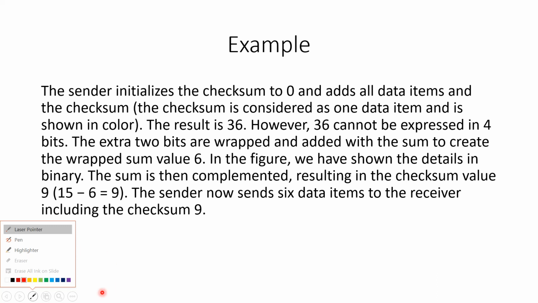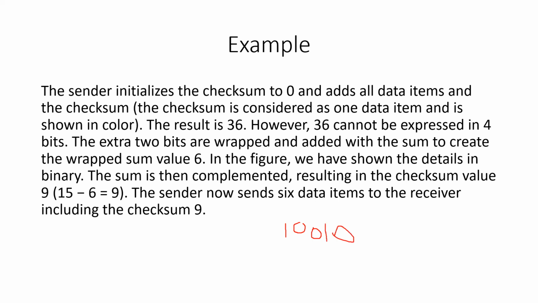Okay, so the sum here is 36. Let us write this 36 in binary format. So 36 is 1 0 0 1 0 0. This is the binary representation of 36, which is a 6-bit representation. So we have to convert this to a 4-bit representation. How will we convert? These bits will remain the same, and this 1 0 we will take here. So 1 0 will be added.